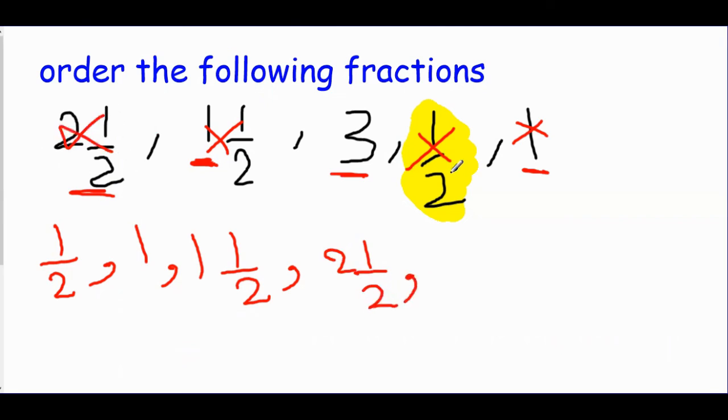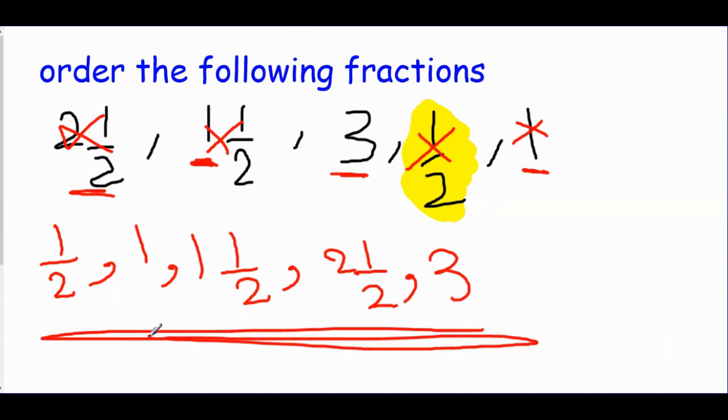Next comes the last number, which is 3. Let's read them: 1 half, 1, 1 and 1 half, 2 and 1 half, 3. So this is how I can order fractions.